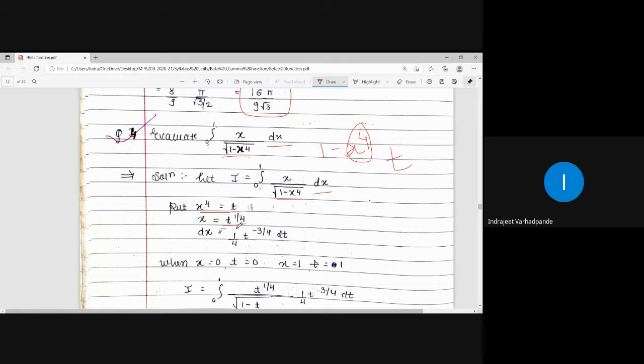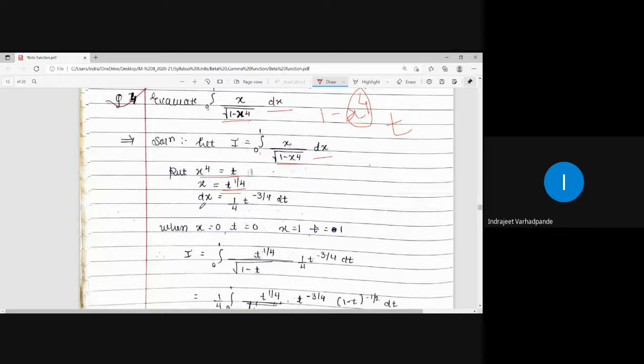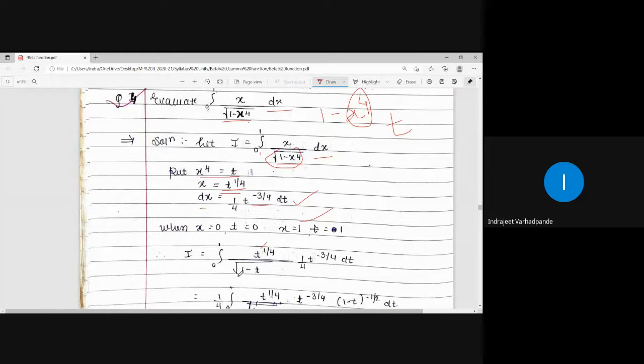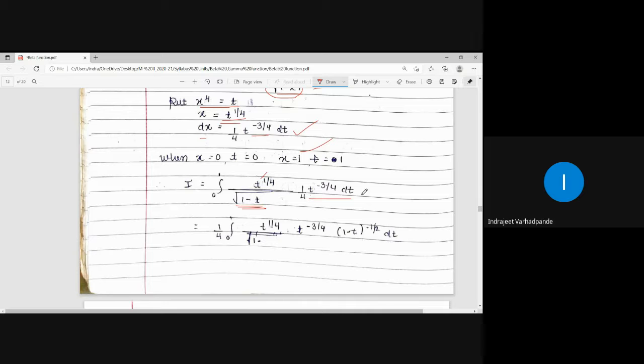x will be equal to t to the power 1 by 4. dx will be 1 by 4 t to the power minus 3 by 4 dt. When x is equal to 0, t is equal to 0, x is equal to 1, t is equal to 1. No change in the limits. This raised to power 1 by 2 can be shifted to the numerator with a negative index, right? So this integral becomes t to the power 1 by 4 upon under root of 1 minus t into dx, which means 1 by 4 t to the power minus 3 by 4 dt.